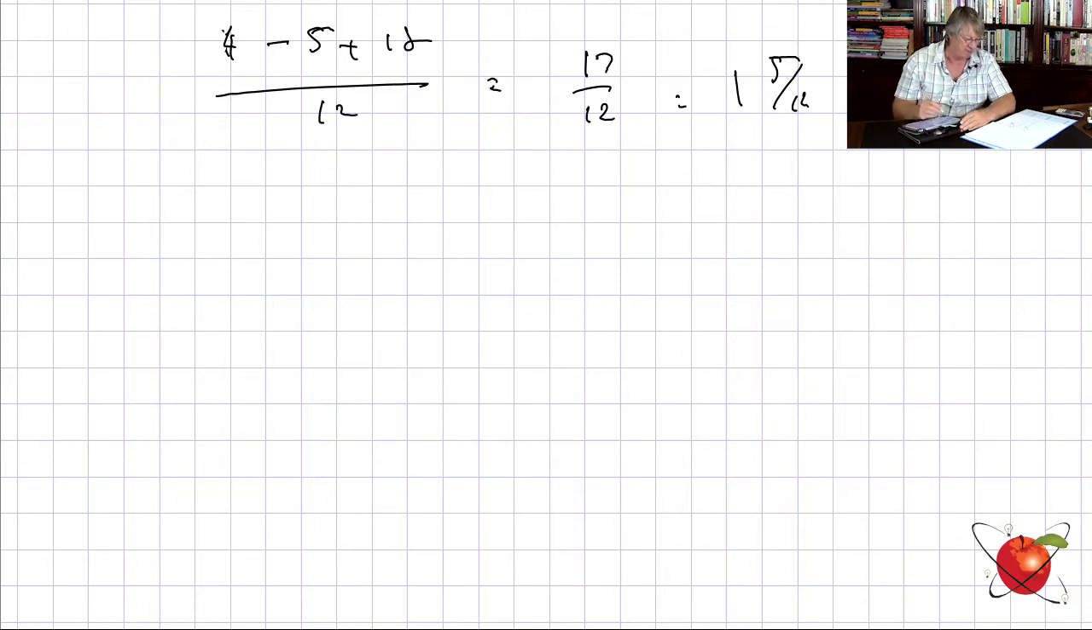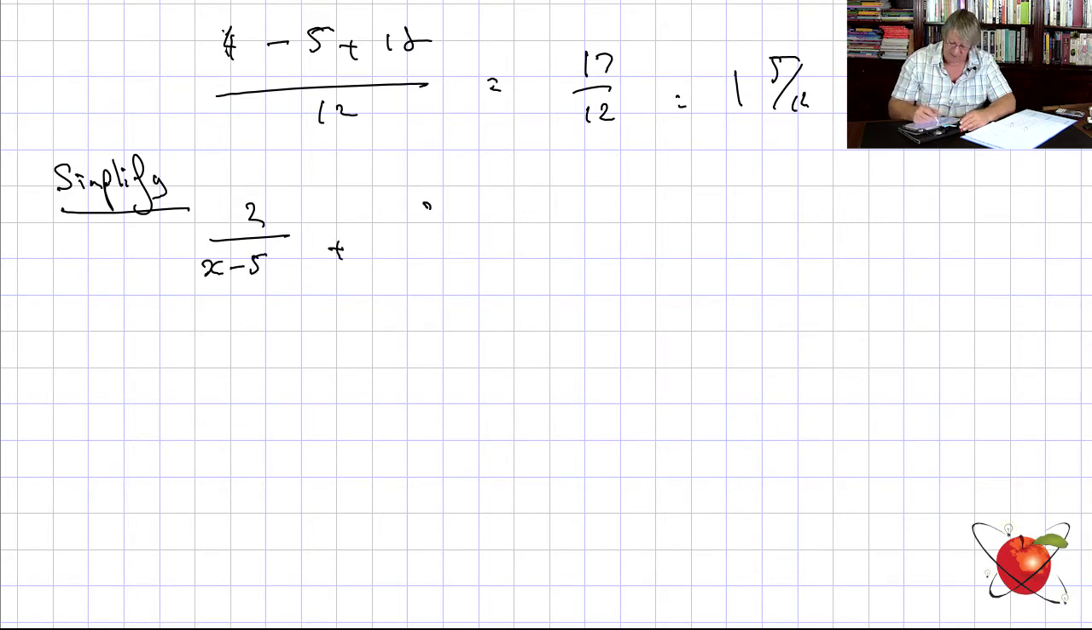simplify. Simplify means we're going to cancel stuff out, or we're going to not have them all split like this. 2 over x minus 5 plus 3 over x plus 2 all squared, minus 2 over x plus 2.